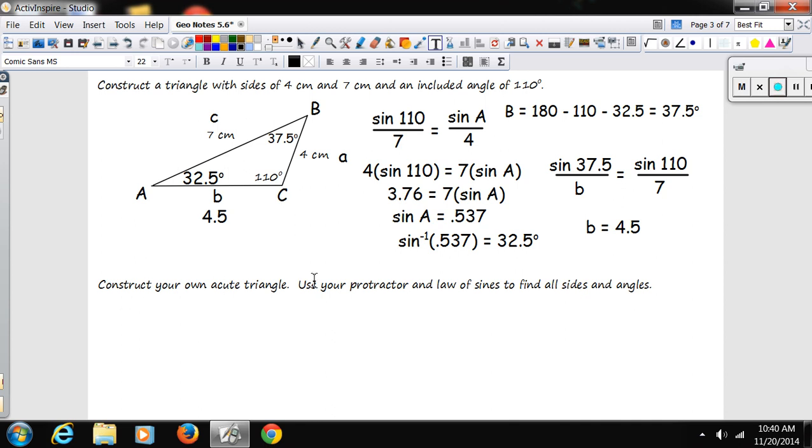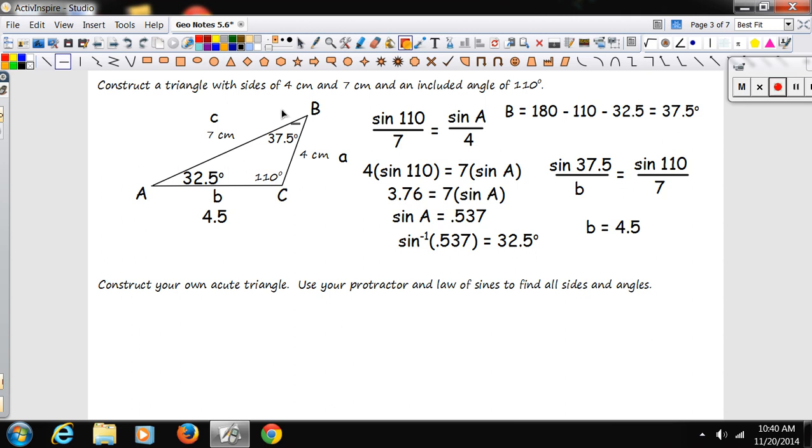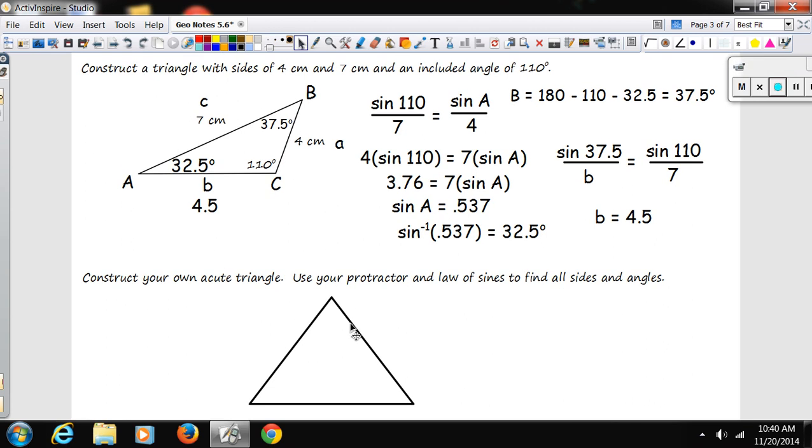Okay, what I need you to do right now with your protractors is draw an acute triangle. Try to make it acute so it's got all acute angles. And try to make it so that it's not equilateral or isosceles. Try to make it so you can tell there's going to be three different sides. Two of them could be very close. But just draw yourself a triangle.